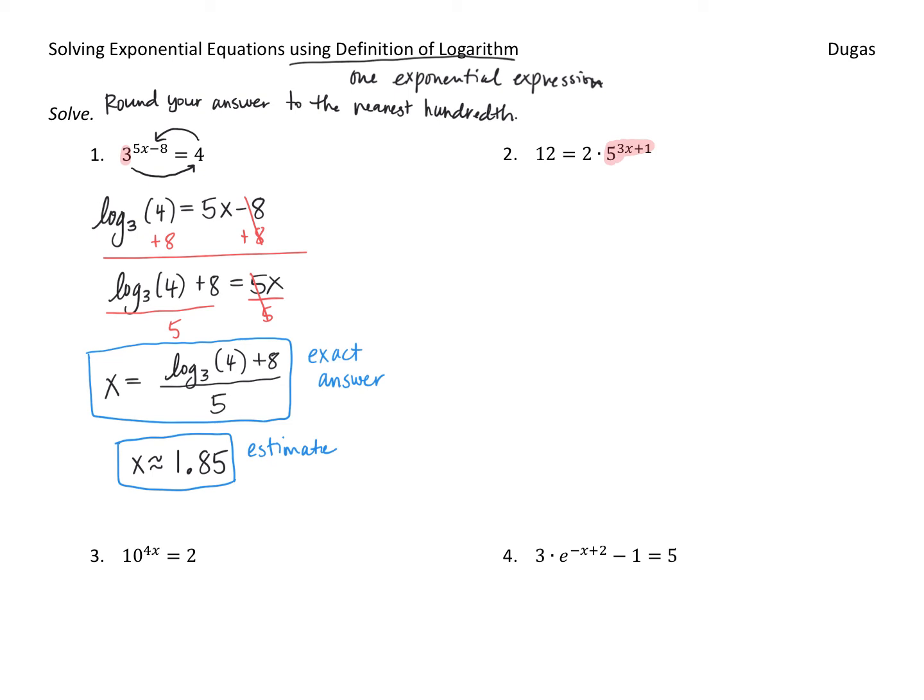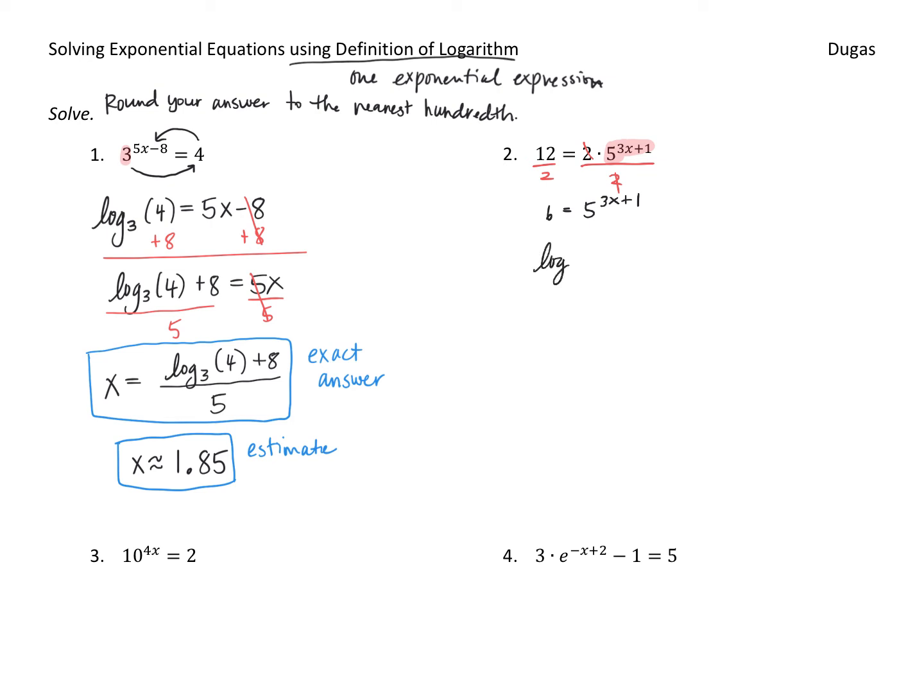So I need to get rid of that 2. Since it's 2 times that expression, I'm going to undo that by dividing. So I'm just going to divide both sides by 2 first. That'll give me 6 is equal to 5 to the 3x plus 1. Now that I have the exponential expression by itself on the right-hand side, I can rewrite this in log form.